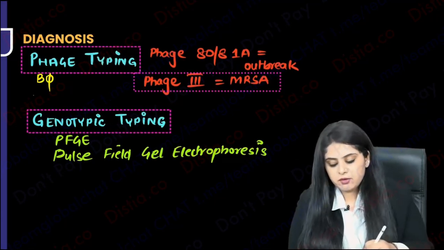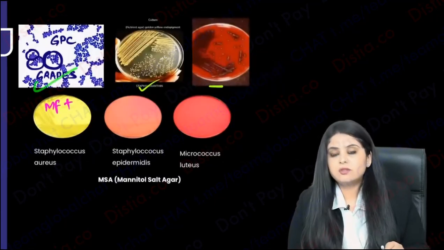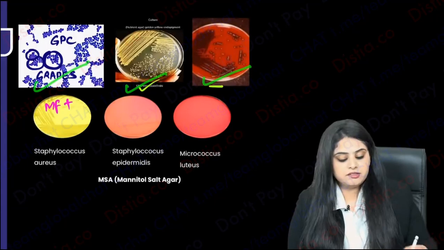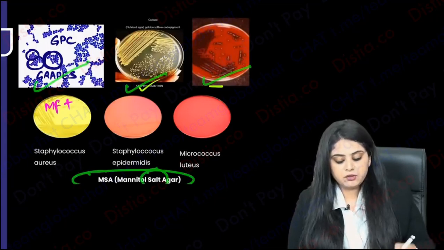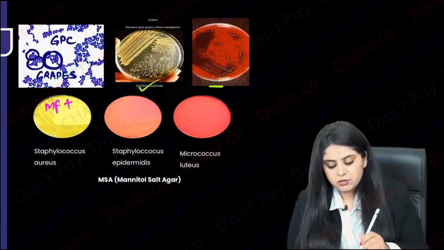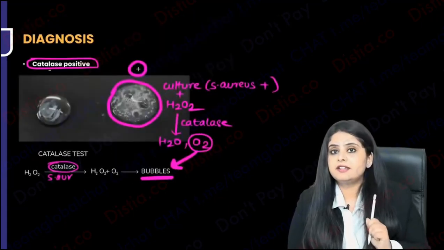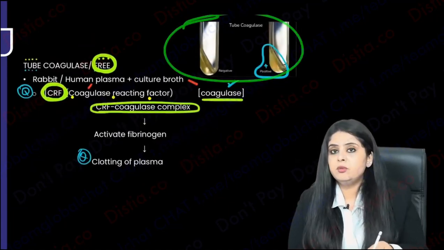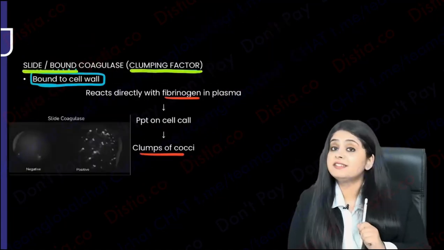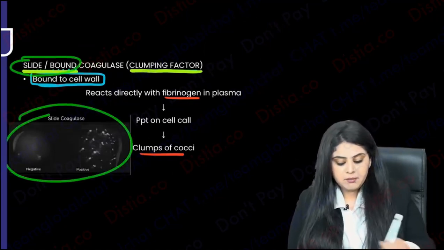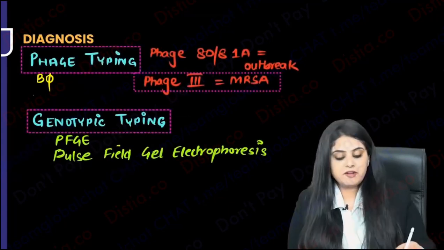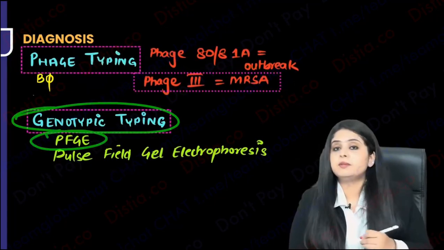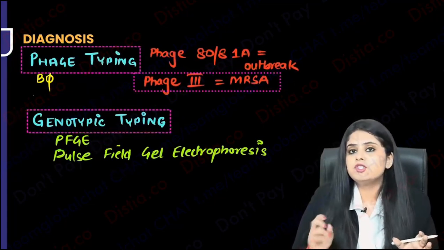Diagnosis ho gaya. If I have to give you a very quick recap, you first did the microscopy, then nutrient agar golden color, blood agar you did narrow zone of hemolysis, mannitol salt or anything with salt becomes a selective media. Then you will pick up that bubbly wala test that is going to be catalase positive. Then you pick up a test in a tube that is going to be tube or free coagulase. Then you pick up a test in the slide and that is going to be slide or bound coagulase. Then you finally do a phage typing in which phage 3 is for MRSA or a genotype typing which is a gel electrophoresis.